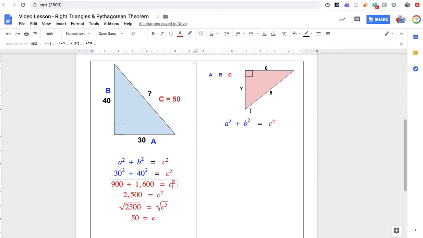The second example we're going to take a look at is this red triangle. Why don't you pause the video and try to work through and figure out what the value for this missing side length is.